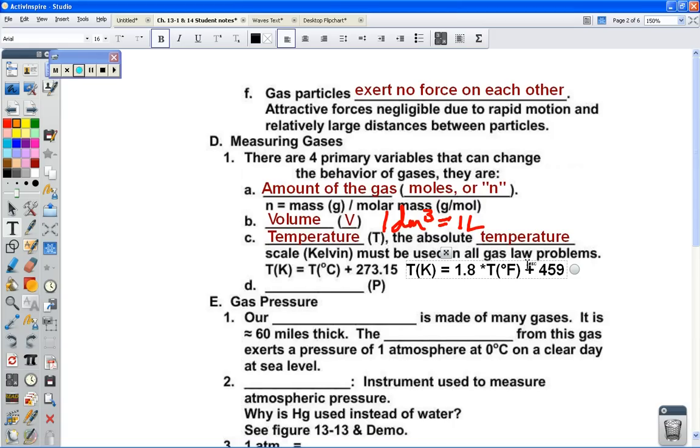The asterisk means multiply, yes. What I have typed here is correct. That is not a plus right there. This is a plus. It's just Kelvin equals Celsius plus 273.